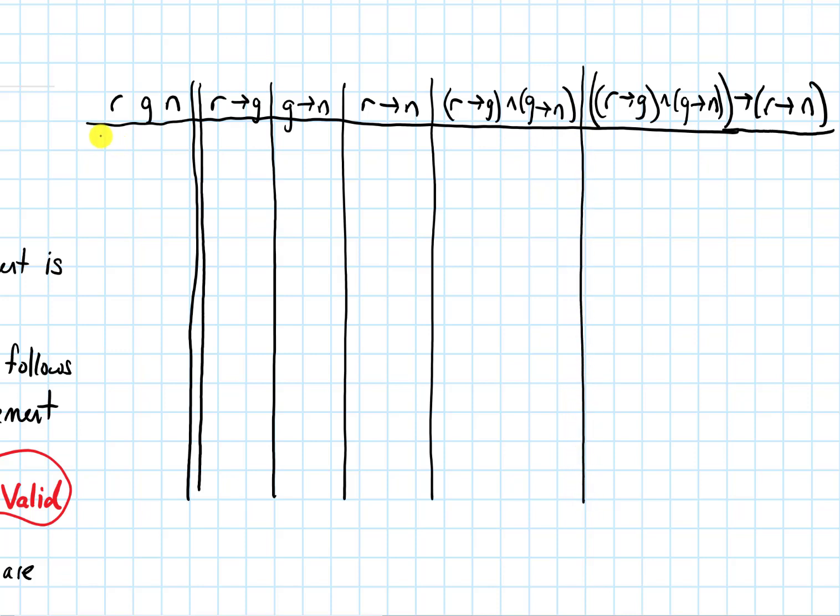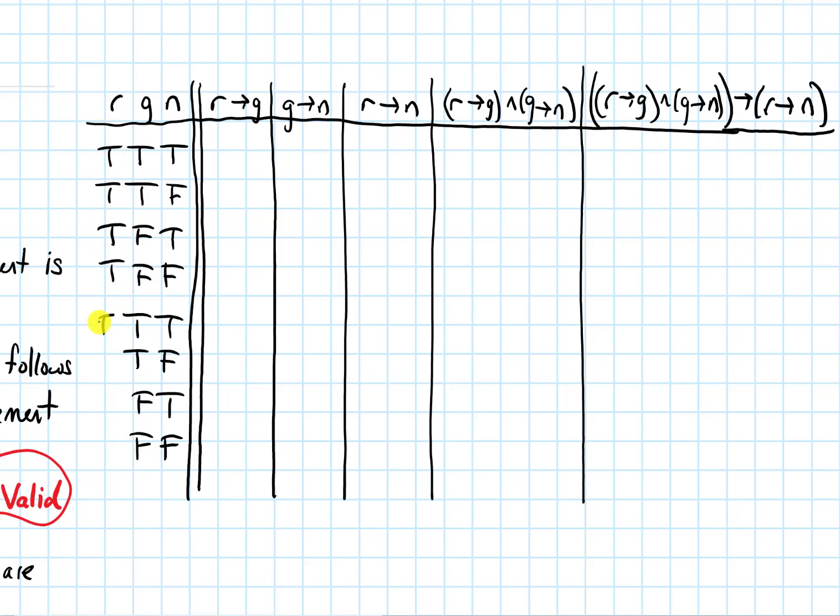Okay, so now let's build a truth table. Starting with N, I'm going to alternate true, false: true false, true false, true false, true false. And for G, double trues and double falses alternate: double false, then double true, then double false. And then for R, 4 trues and then 4 falses.